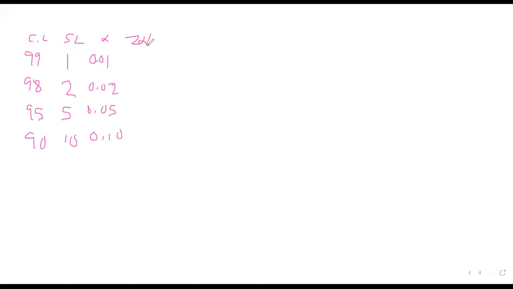Z alpha over 2 is 2.58, 2.33, 1.96, and the last one, 1.64.